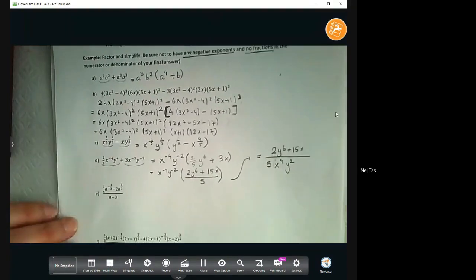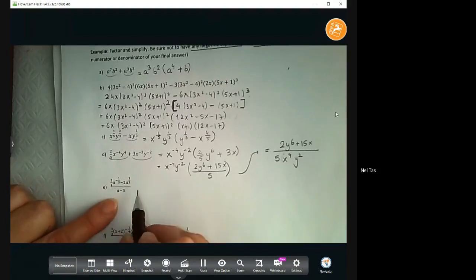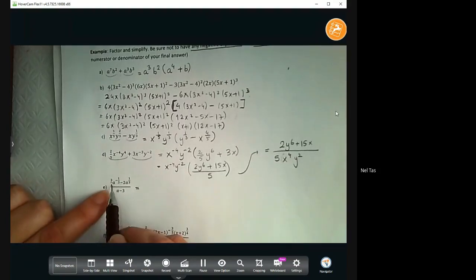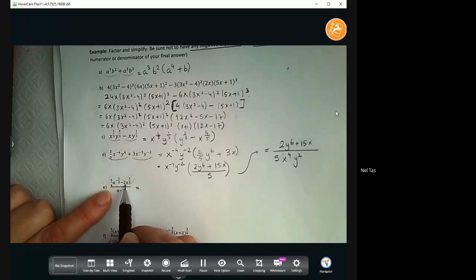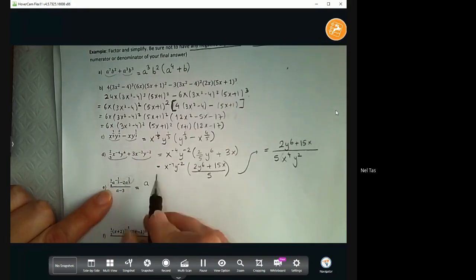Let's look at E. Okay, so in the numerator we have two terms. So we look at the numbers, 3 over 4, 2. No common factor. Now we look at variable a. One exponent is negative 1 over 3, the other one is positive 1 over 3. The lower exponent is negative 1 over 3.